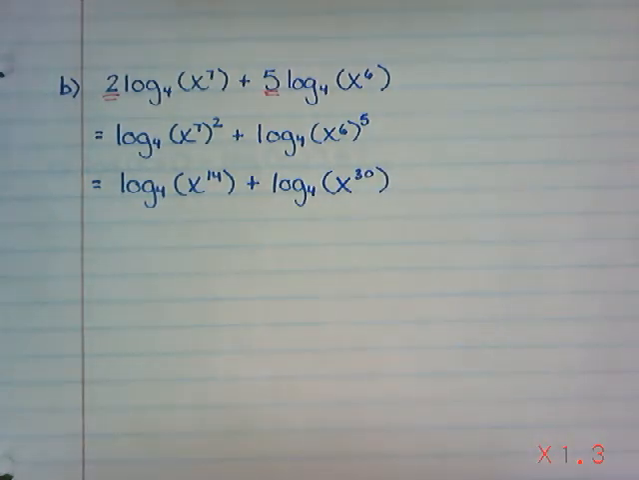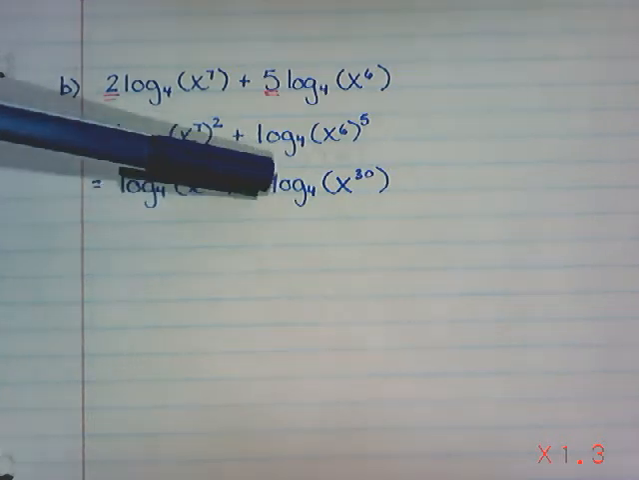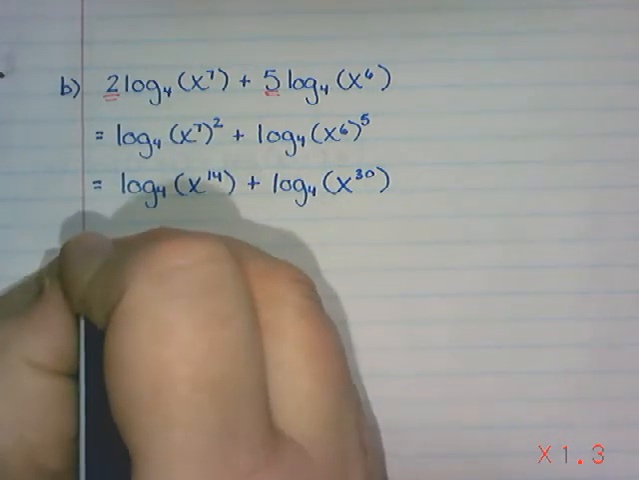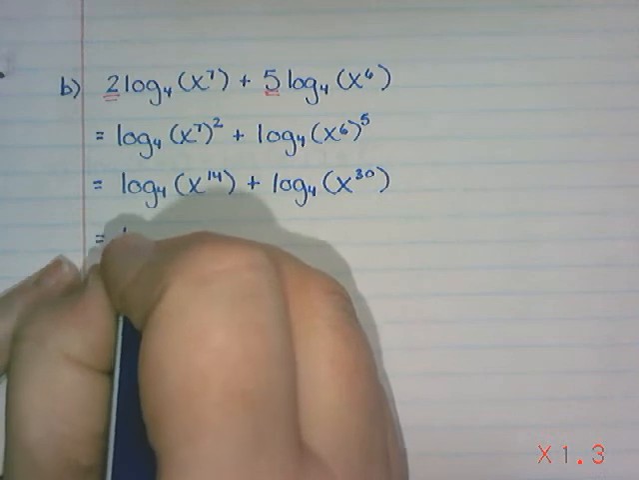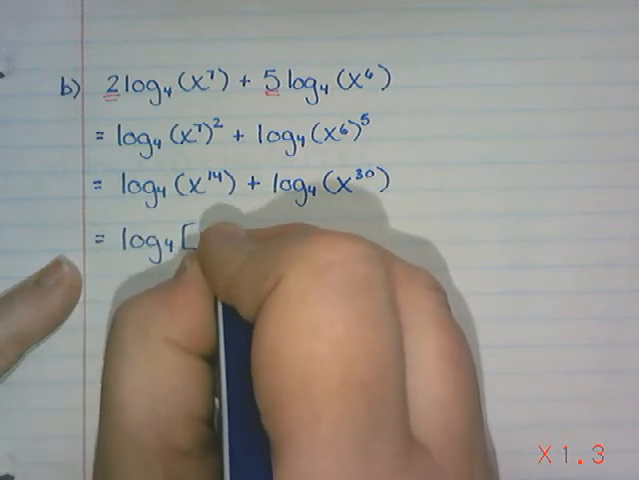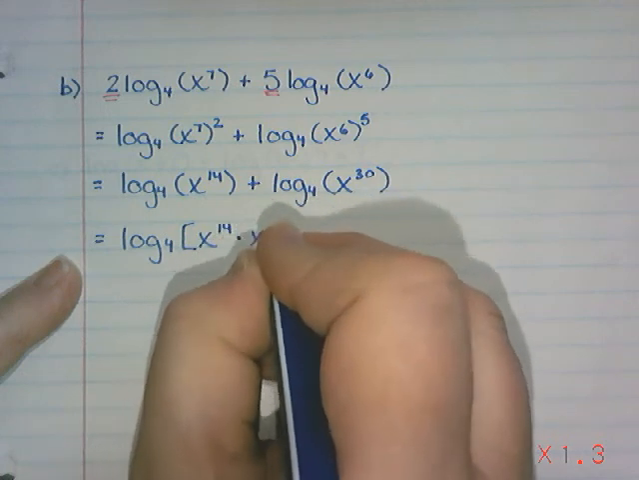The last thing that I can do is combine those two logs together, now that they don't have any coefficients and they do have the same base, by multiplying their arguments together. So this is going to become log base 4 of x to the 14 times x to the power of 30.